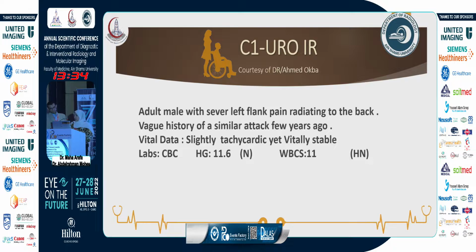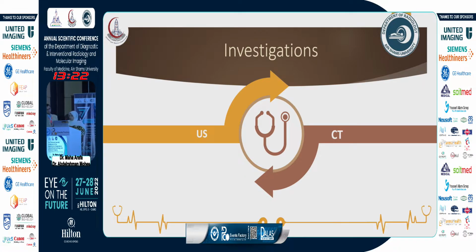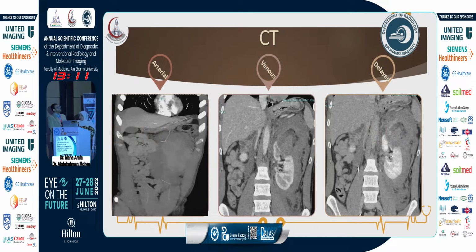Vital data showed he was slightly tachycardic, yet otherwise vitally stable. His CBC showed hemoglobin 11.6, low normal. So the ER proceeded to ultrasound as a preliminary investigation to know the cause of the pain. As we see here, there is a large hyperechoic left perinephric hematoma. So a triphasic CT was ordered to localize the pathology and identify the bleeder.